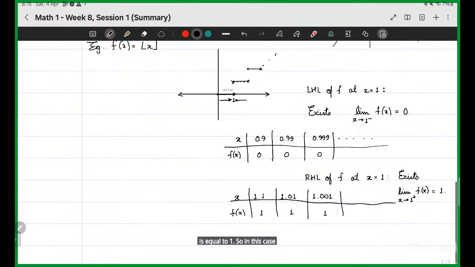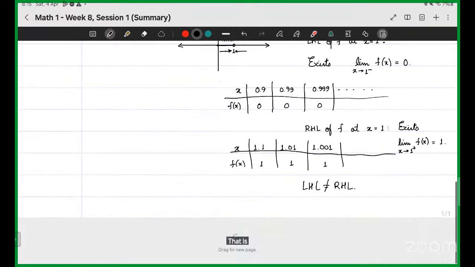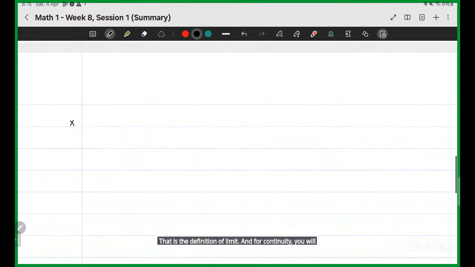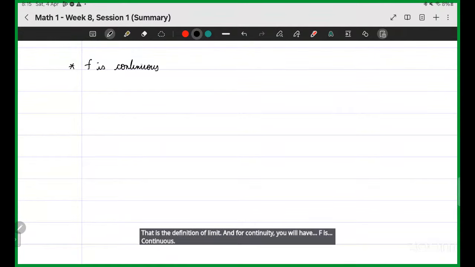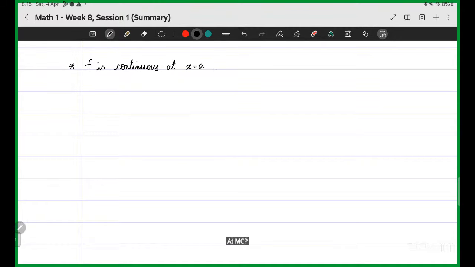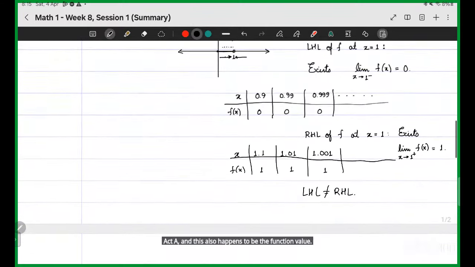So in this case, LHL is not equal to RHL. If left-hand limit and right-hand limit are equal, then the function is said to have a limit at that point. That is the definition of limit. And for continuity, f is continuous at x equal to a if the left-hand limit of f at a is equal to the right-hand limit of f at a, and this also happens to be the function value. Is it clear why this is 0?